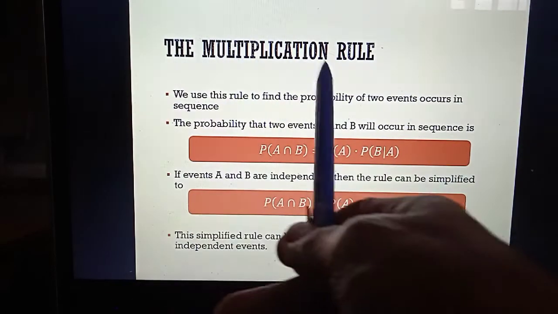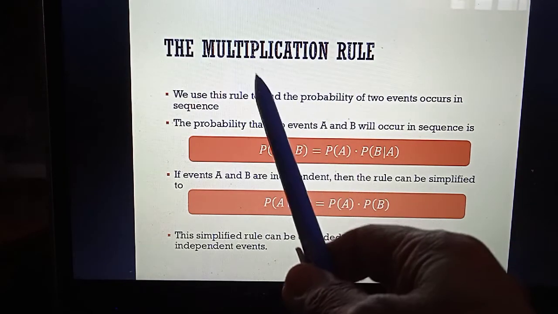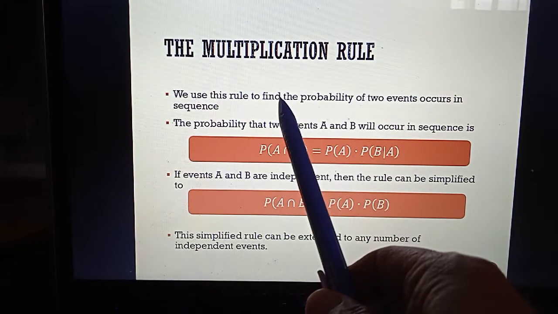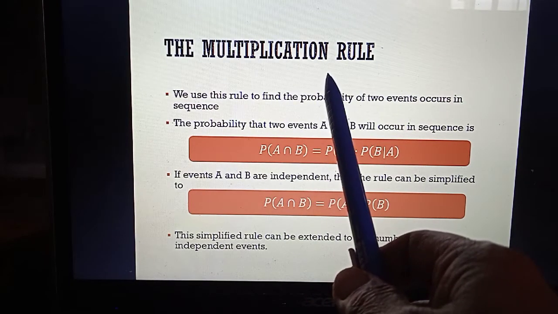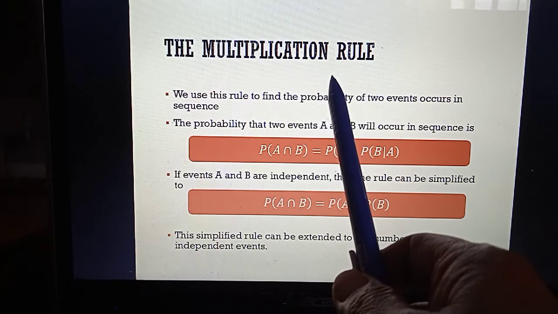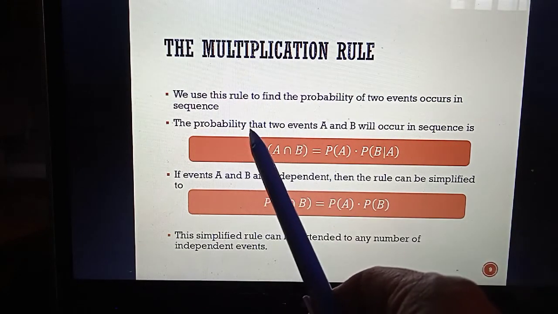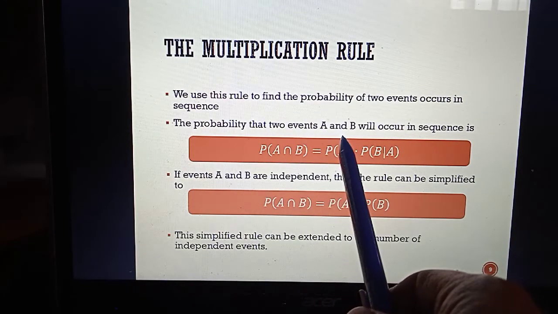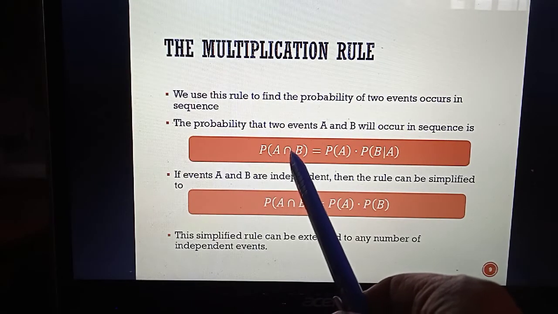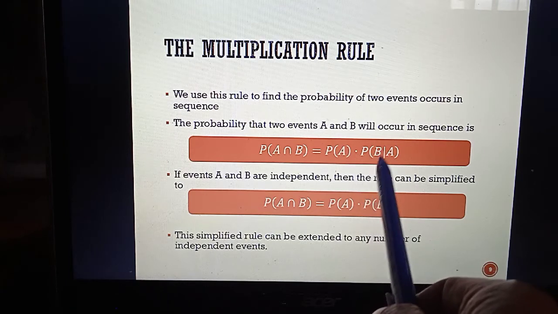Okay, next is the multiplication rule. We use this rule to find the probability of two events occurring in sequence. Kita nak cari dua peristiwa yang berlaku one after another, meaning in sequence. The probability that two events A and B will occur in sequence is given by probability A intersect B equal probability A multiplied by probability B given A.